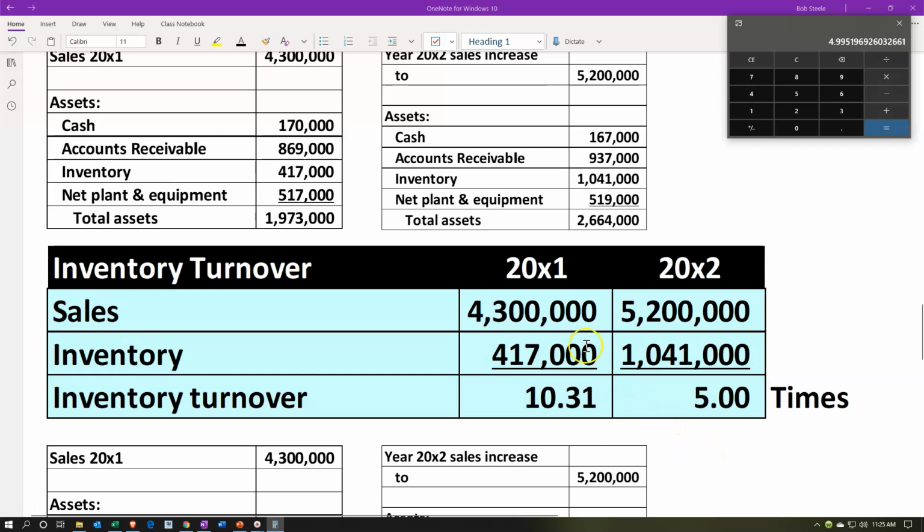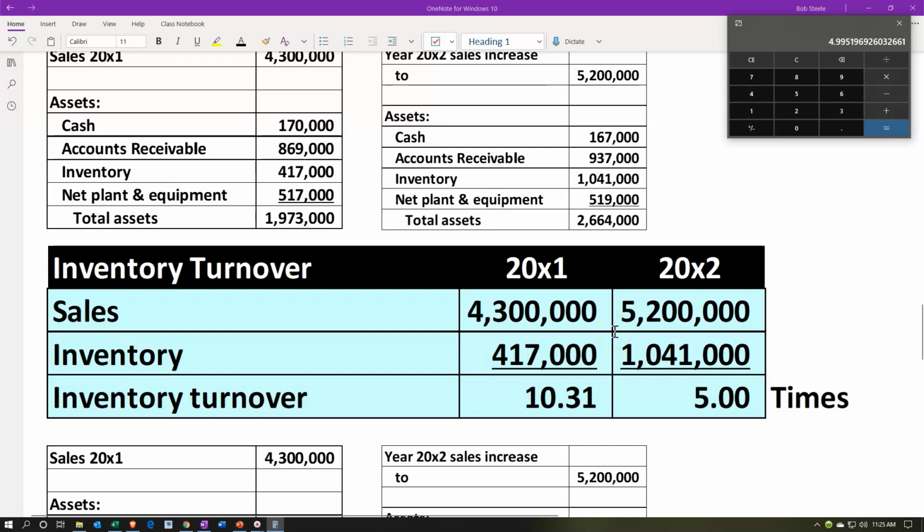Now, why would that happen? You notice the numerator went up, meaning sales went up. That would indicate that the inventory turnover would be increasing or going up, because now we're making more sales, meaning we're selling more inventory, you would think. But on the denominator, the inventory went way up. So why? How could that happen?